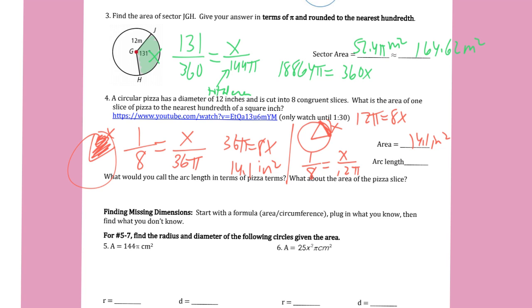Divide both sides by 8. I'm going to just do 12 times pi in my calculator, divided by 8, equals 4.71. That means the length of a piece of crust, one piece of pizza, is 4.71 inches. So you can kind of imagine what it is. So I asked the question below here, what does arc length mean? Well, that's the length of the crust.